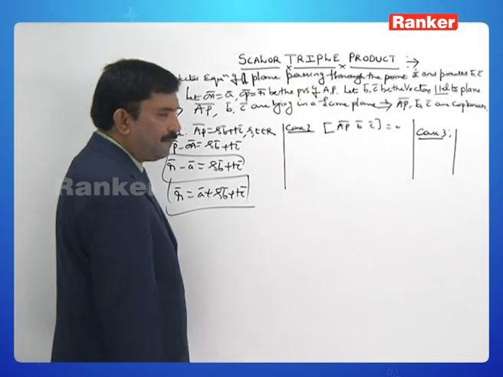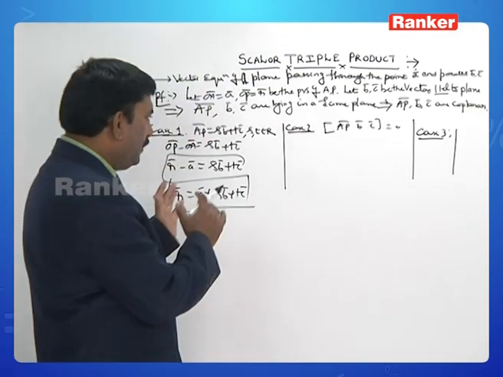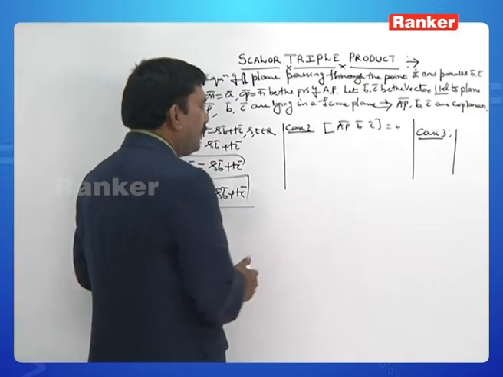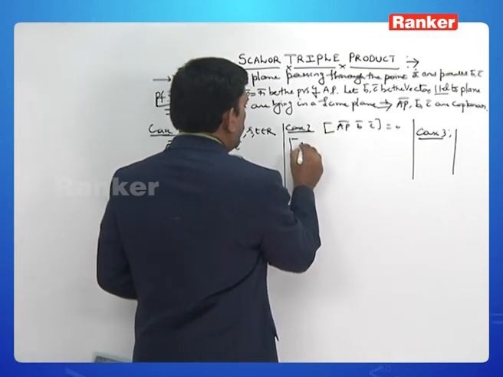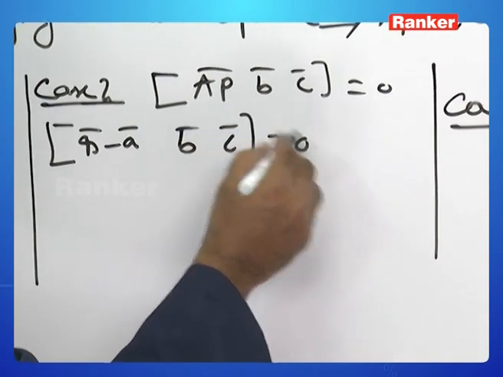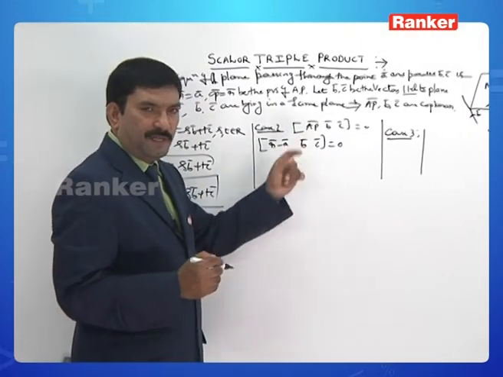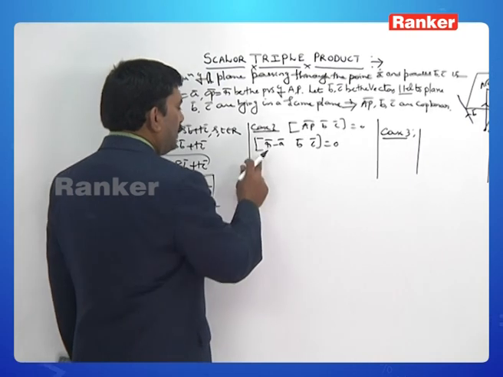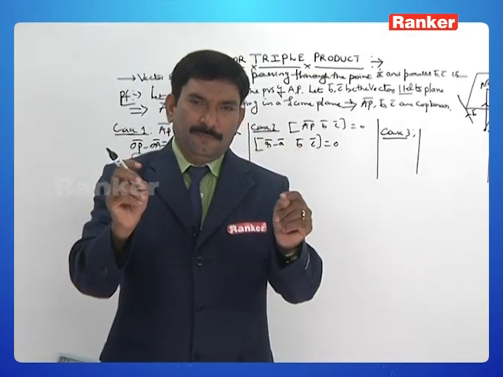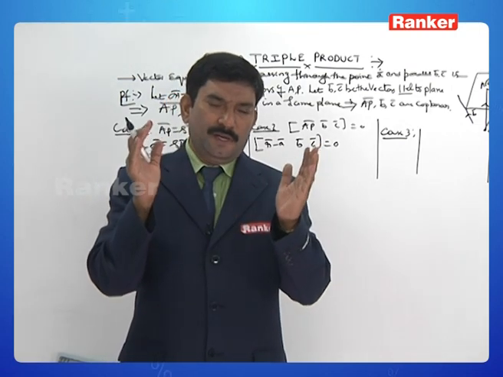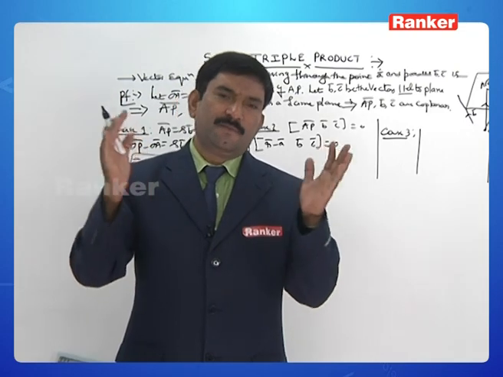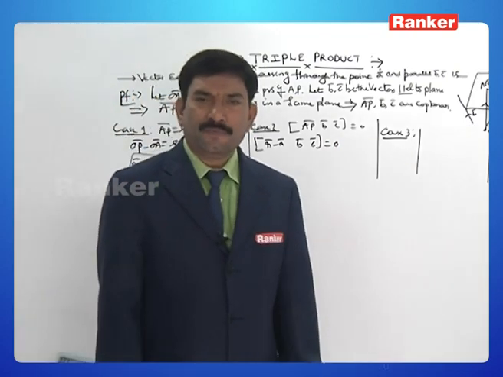Already we proved this in addition of vectors. If you have all this, it will give good comparisons. Now the box of R bar minus A bar, B bar, C bar is equal to 0. Why? OP minus OA. Box is nothing but a determinant. In a determinant, if the elements of any row or column are a sum of two terms, then that determinant can be expressed as a sum of two determinants.